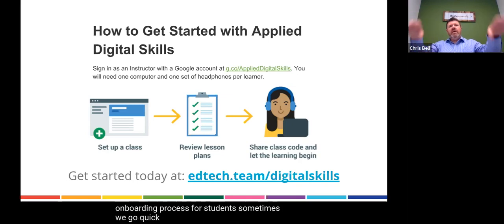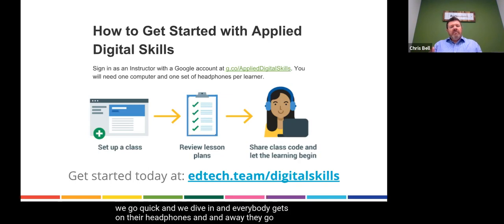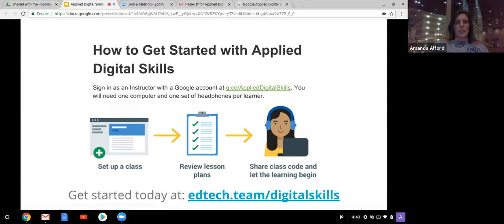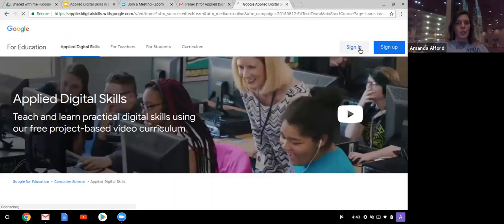Sometimes we go quick and we dive in and everybody gets on their headphones and away they go. But sometimes it's good to start it off as whole class and then transition it over into individual. And to piggyback off what Chris is saying, each lesson plan for each activity and unit has annotated screenshots of what they should be working on. So I always pull that up on my Promethean board to show my students, this is what your project during this unit should look like. So if it doesn't look like this, we need to go back and fix it.